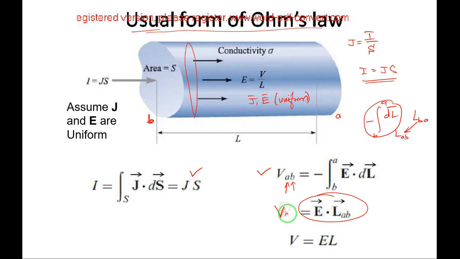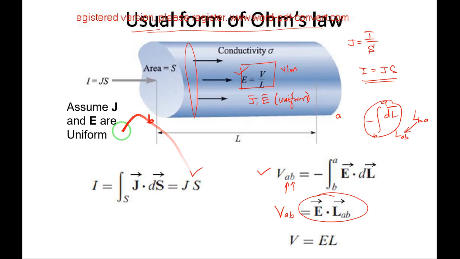So this is V_AB. Then I want to remove this vector notation. Simply I can write V is equal to E into L, right? Because E is uniform, and the length L is the total length. But what about E? E is equal to V by L also I can write. This is by definition. We know the units are volt per meter, right? So E is equal to V by L, V for volts and L for meters, volt per meter. You can remember like this: V equal to EL or E is equal to V by L.